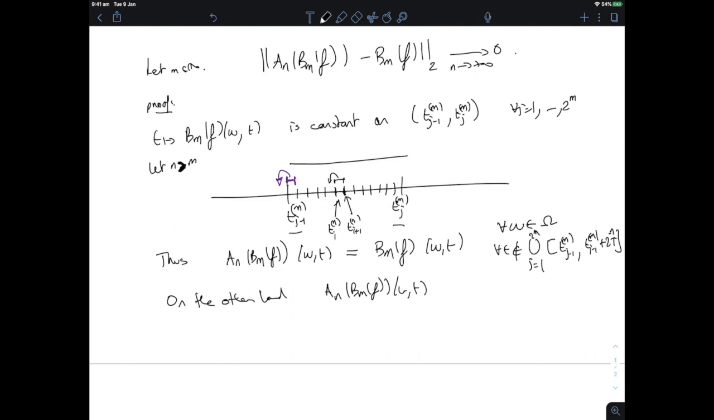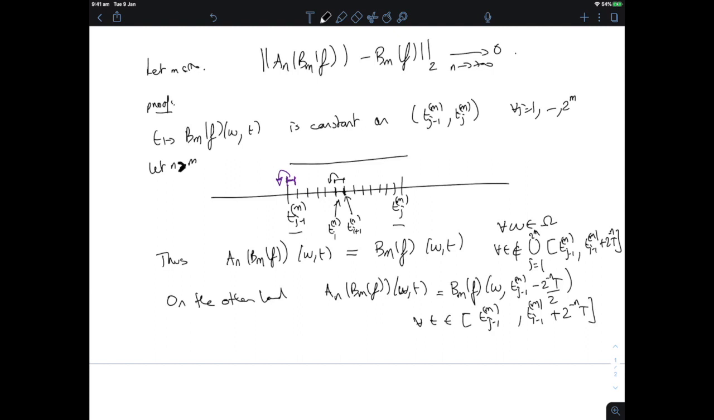Right. On such an interval, what happens is that A_n B_m f of omega, t is equal to B_m f of omega, if t is in such an interval, for all t that is in an interval of the form t_{j-1}^m to t_{j-1}^m plus 2 to the minus n T. Right, because the A_n approximation takes the average of the function on the previous interval.